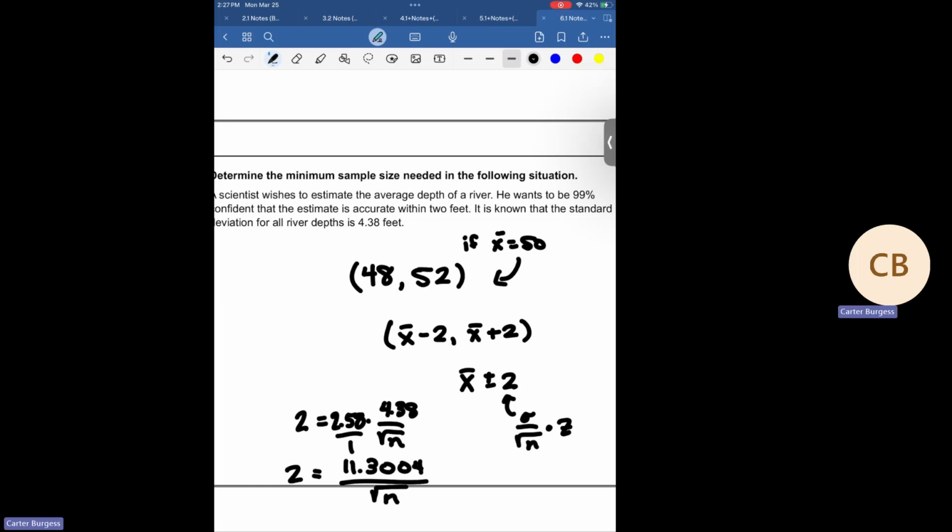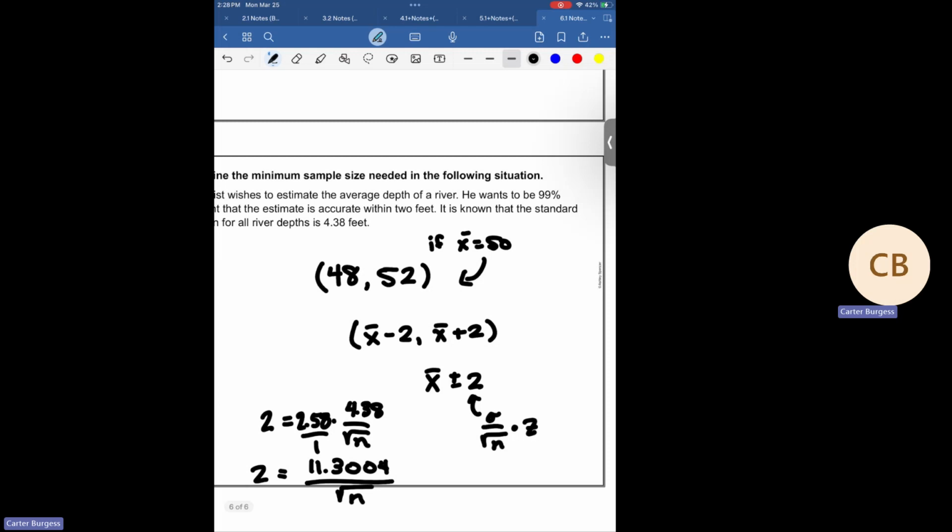So we're going to multiply both sides by the square root of n. And then, Liz, what are we going to do to follow up? Divide back out by 2. So this is 2 times the square root of n being equal to 11.3004. And the square root of n being equal to, well, dividing both sides by 2, I get 5.6502. One final step here. What do I do to finally solve for n? Square. To undo the square root, we have to square both sides. I get that n is equal to 31.92.